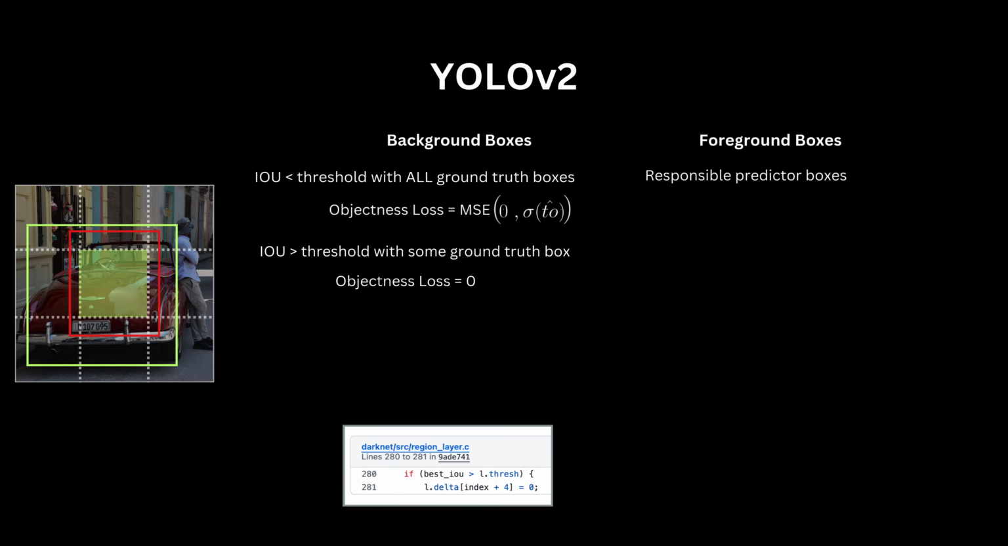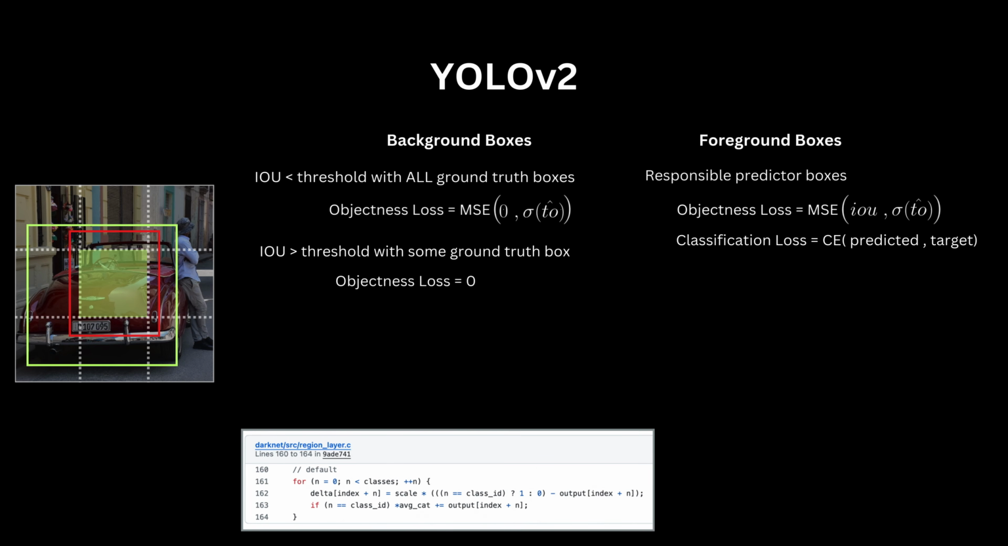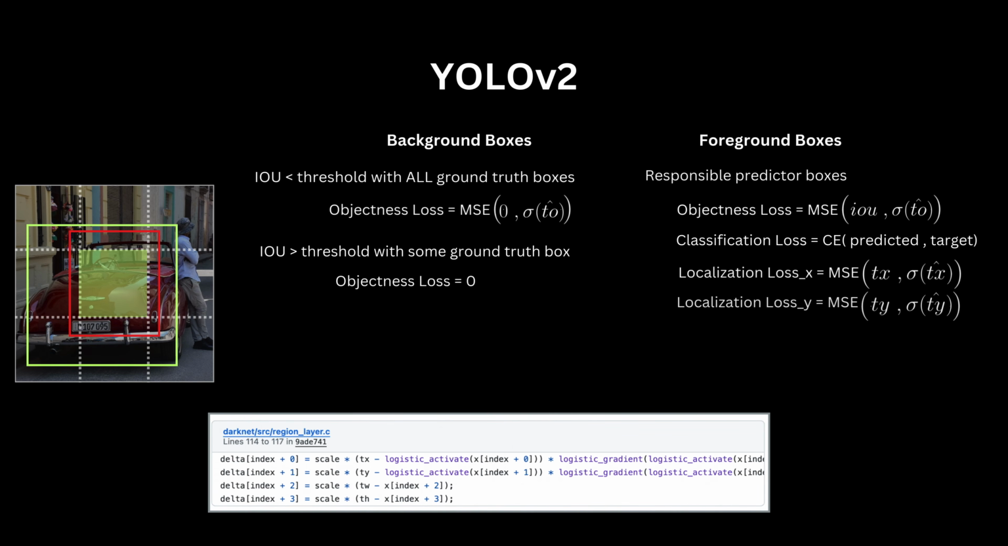For responsible predictor boxes or foreground boxes, objectness loss is MSE between IOU of responsible predictor box with ground truth and objectness prediction with sigmoid activation. This rescore here will be 1 for YOLOv2. Classification loss is just cross entropy with softmax activation. Localization loss for Tx and Ty is MSE between Tx and Ty and prediction of Tx and Ty with sigmoid activation.